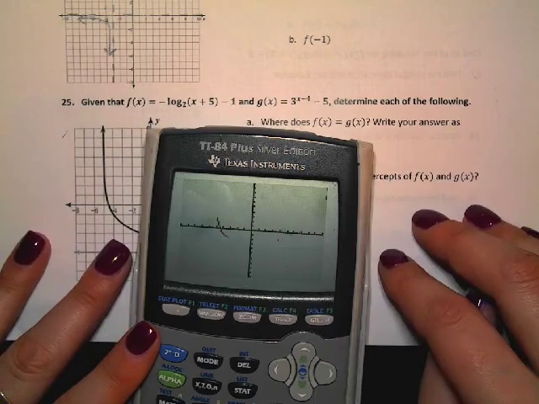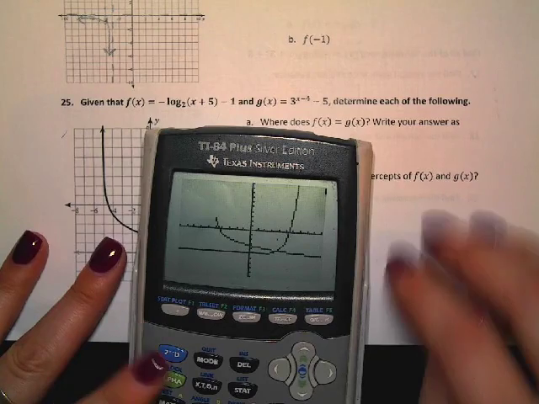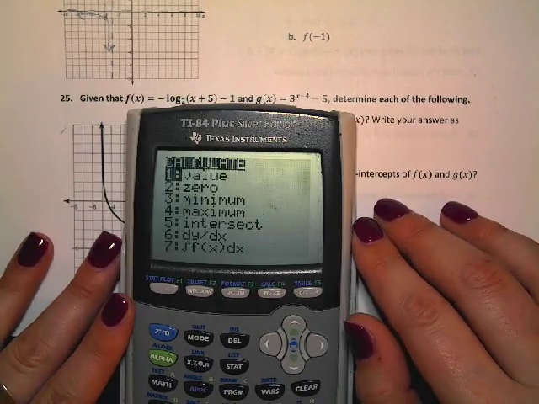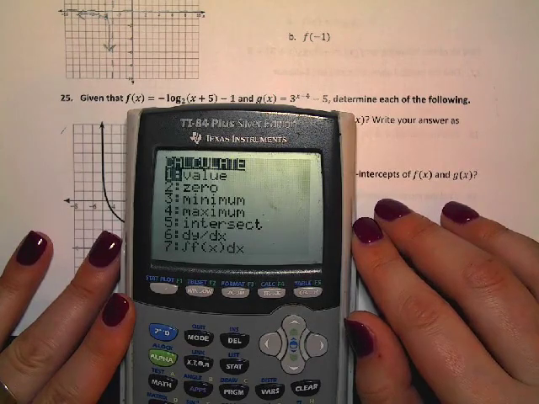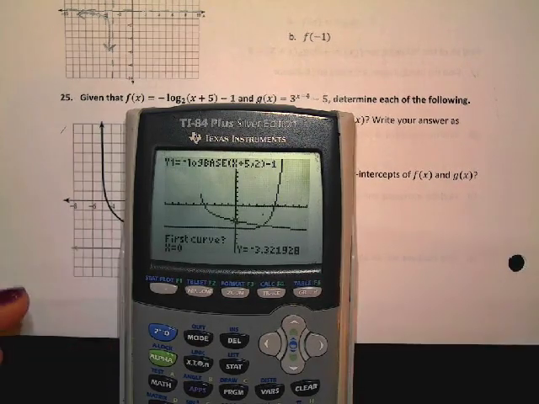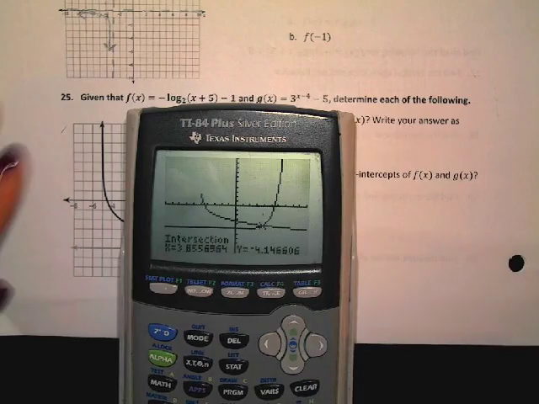Then we hit graph. All right, so second trace is what brings me to the menu, and which one am I using? Intercept. Yeah, option number 5. And I don't have to move the cursor at all because these only cross at one part, and so I just press enter, enter, enter, and it will get me right there.